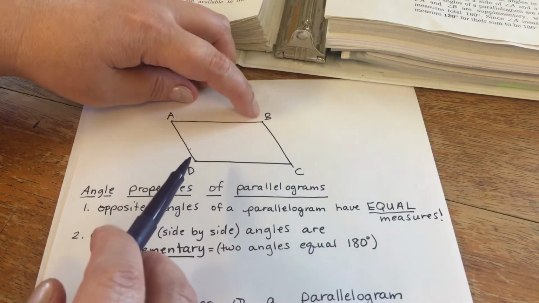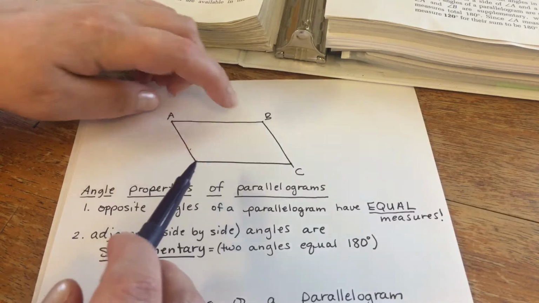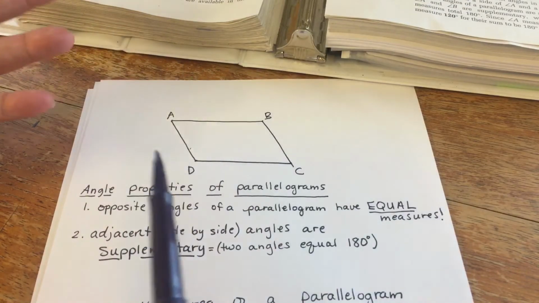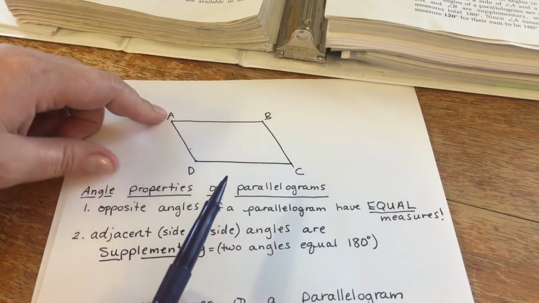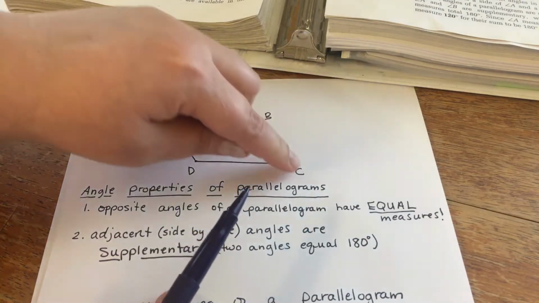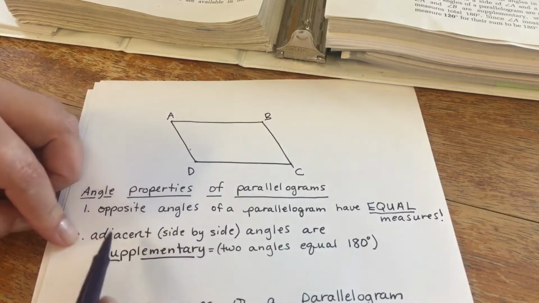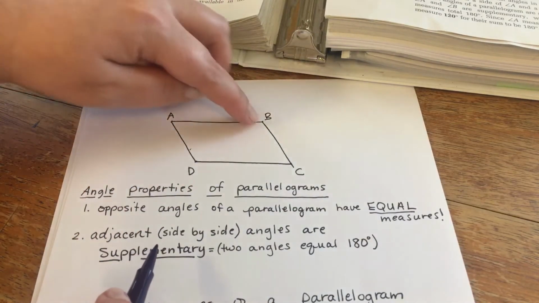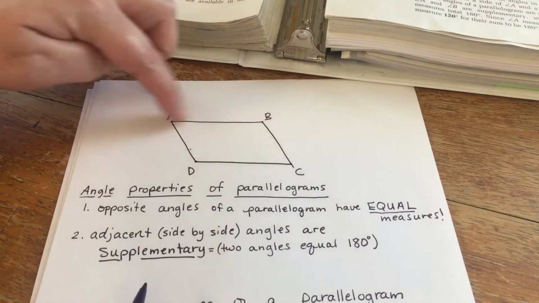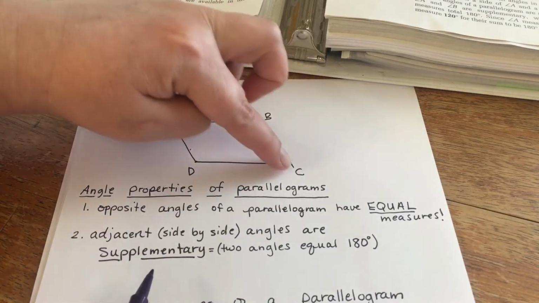How about B? What's the opposite of angle B? Well, right straight across from it is D. So this angle right here is the same as this angle right here. That's just an angle property of parallelograms. If this said X, Y, Z, then X would be the same angle as Z because it's right straight across from it. And adjacent, do you know what adjacent means? It means side by side. This angle and this angle are adjacent angles because they're side by side. D is an adjacent angle to C because they're side by side.